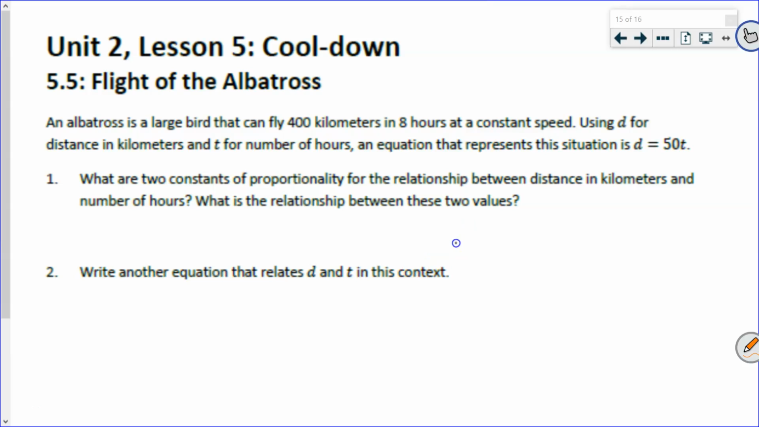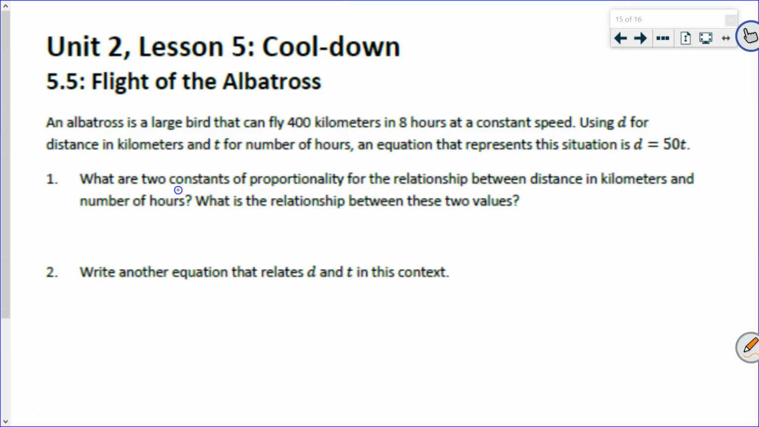An albatross is a large bird that can fly 400 kilometers in 8 hours at a constant speed, using d for distance in kilometers and t for the number of hours. An equation that represents this situation is d equals 50t. I didn't make you write the equation this time. There's not a table. We can't reverse columns. All we have is just this equation.